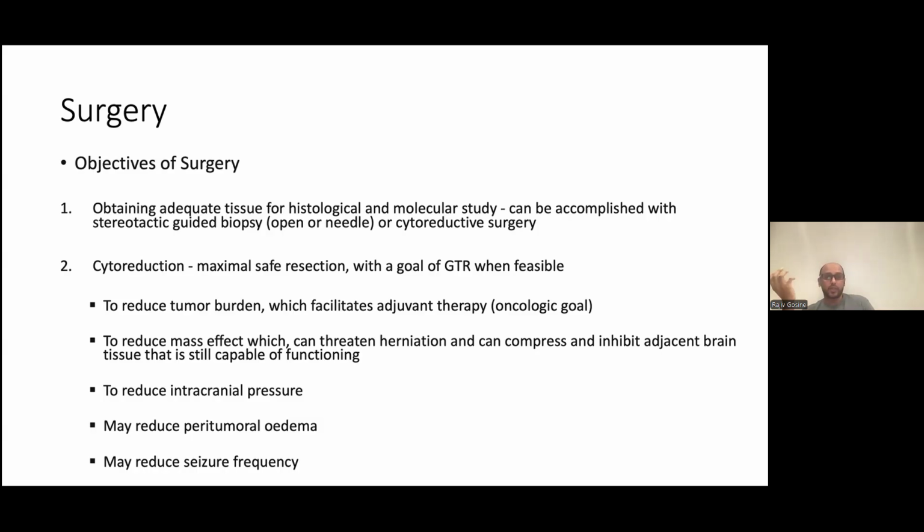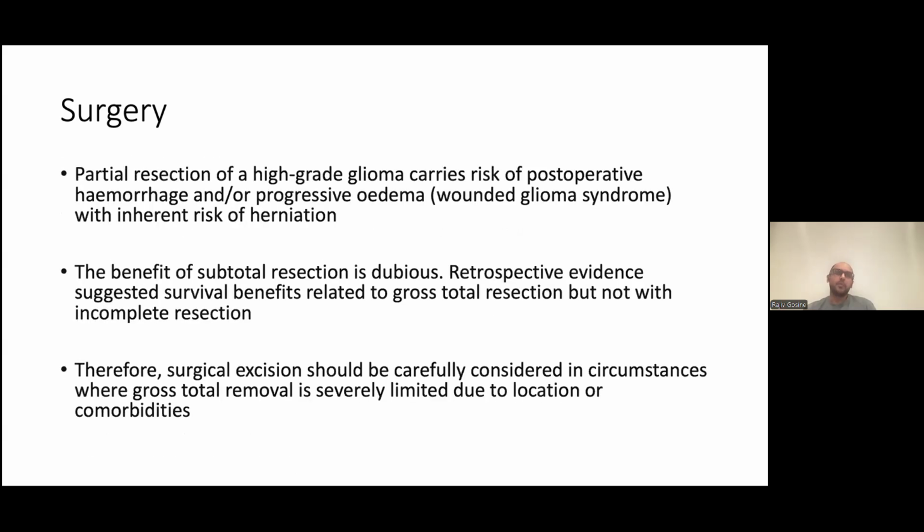And for cytoreduction, the aim is a maximal safe resection with a goal of gross total resection when feasible. And again, the objectives would be to reduce the tumor burden, which facilitates the adjuvant therapy, and this is the oncologic goal. To reduce the mass effect, which can threaten herniation and can compress and inhibit adjacent brain tissue that is still capable of normal functioning. To reduce intracranial pressure, it may reduce peritumoral edema and it may reduce seizure frequency.